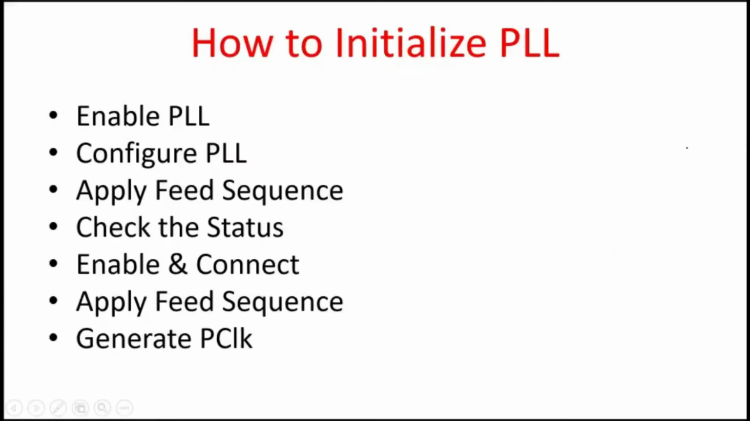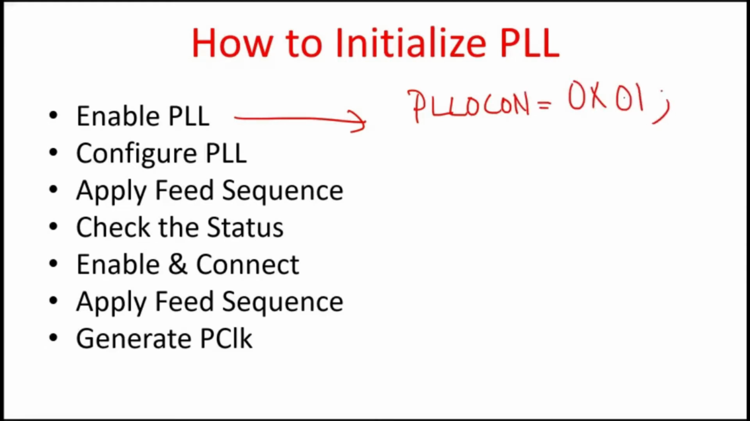So let us consolidate our discussion. Pay your attention here, please. How to initialize the PLL? First one is to enable the PLL. PLL 0 control register is equal to hexadecimal 01. I don't use the connect bit. I use only the enable bit.